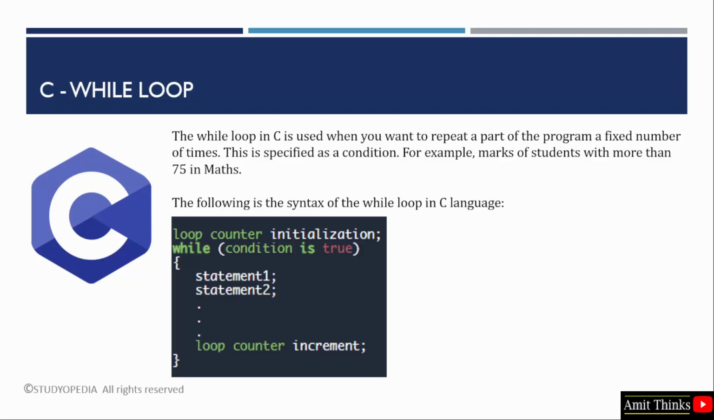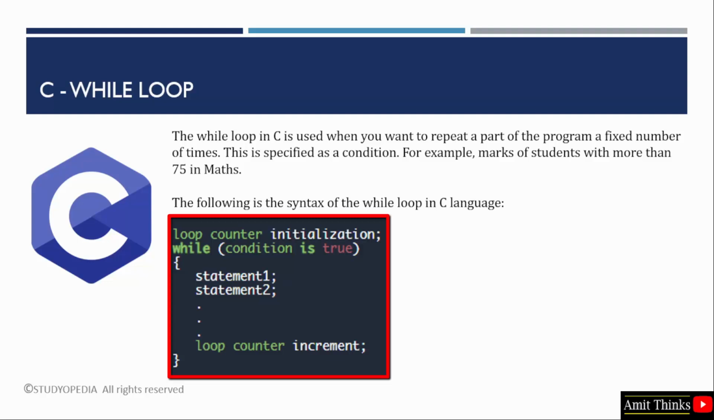The while loop executes a block of code as long as a specified condition is true. For example, marks of students with more than 75 in maths. That is, if this condition is true, the statements will get executed. So here is the syntax of the while loop. You need to check a condition. If it is true, then multiple statements get executed.